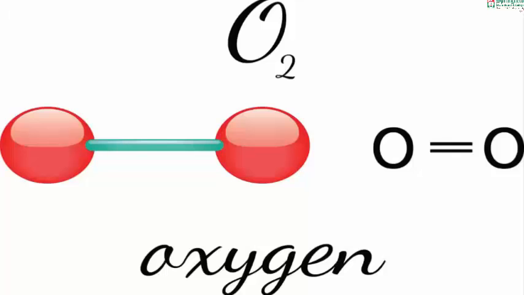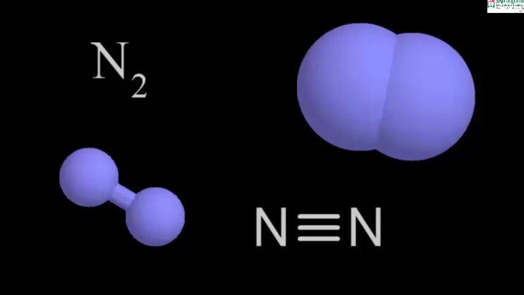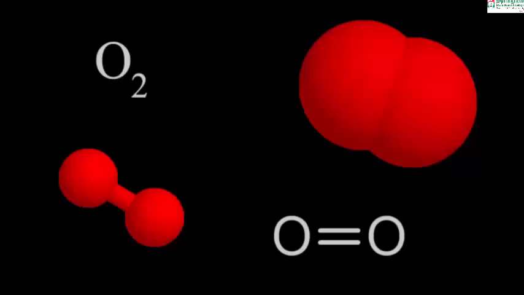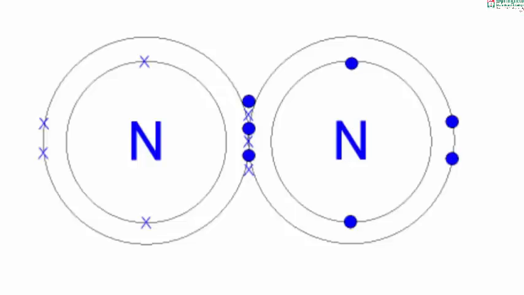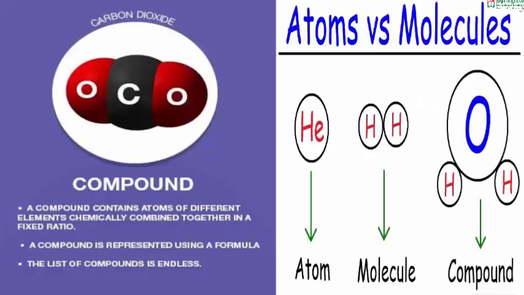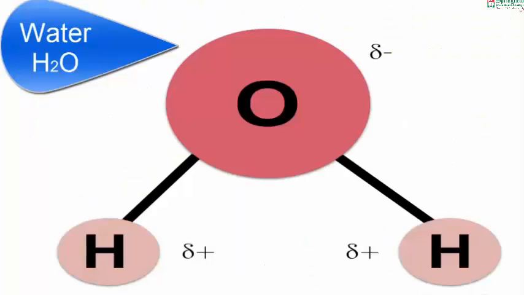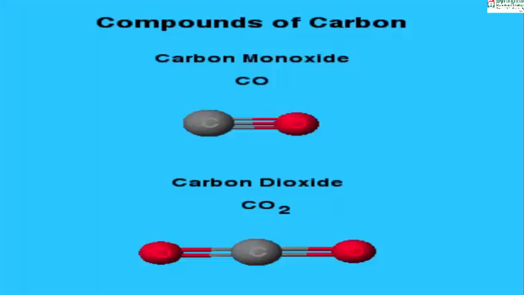That is, oxygen has a symbol O and it is written as O2. Similarly, nitrogen has a symbol N and it is written as N2. That means each is a molecule made up of two oxygen atoms and two nitrogen atoms. While compounds are those substances which are made of two or more different atoms, that is, water having a formula of H2O, that is, two hydrogen atoms and one oxygen atom. Similarly, we have carbon dioxide, that is, one carbon and two oxygen atoms.